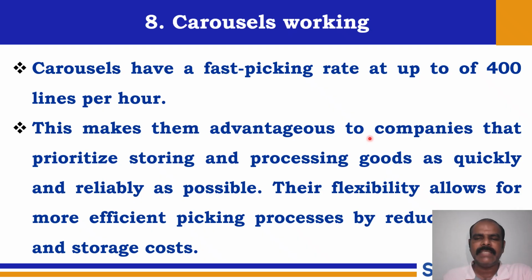This makes them advantageous to companies that prioritize storing and processing goods as quickly and reliably as possible. Their flexibility allows for more efficient picking processes by reducing time and storage cost. Once you get the product as an inbound component, you can stack to the required numbers and position. So it becomes very easy to compute the number of quantities available. Time and again we need not cross check. It is as simple as this.